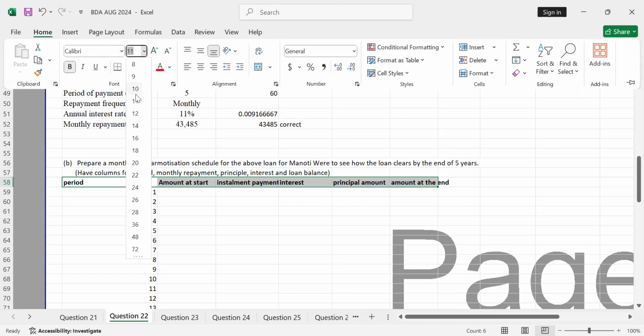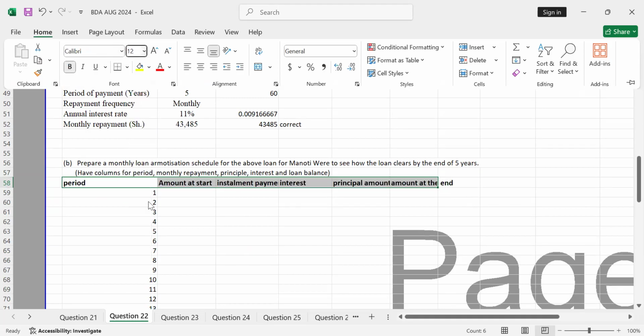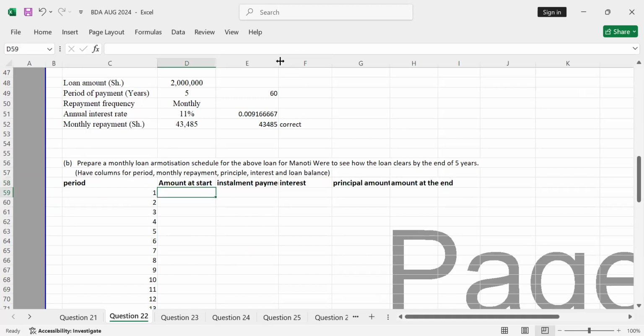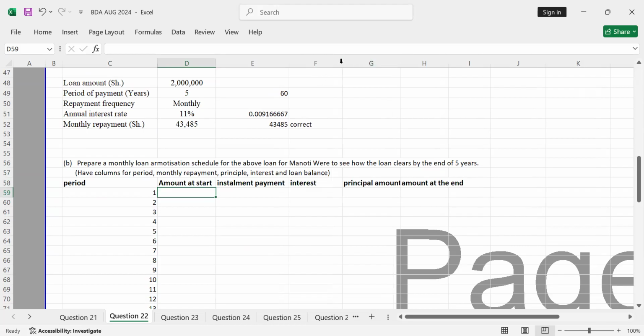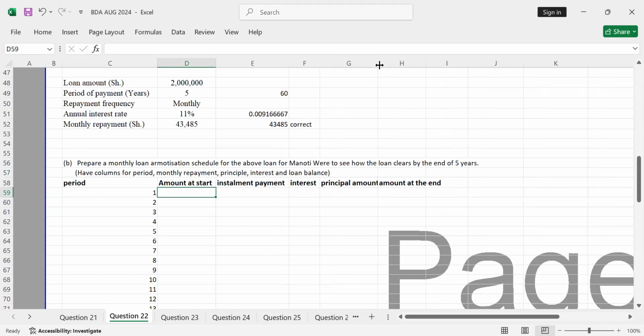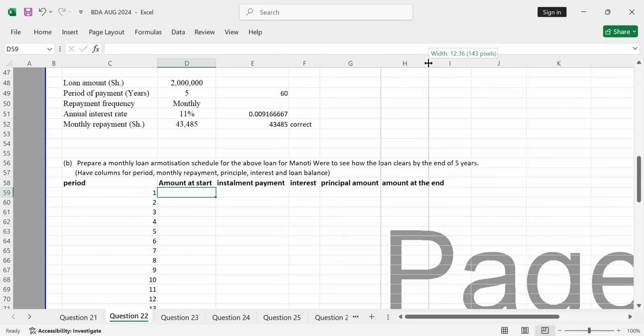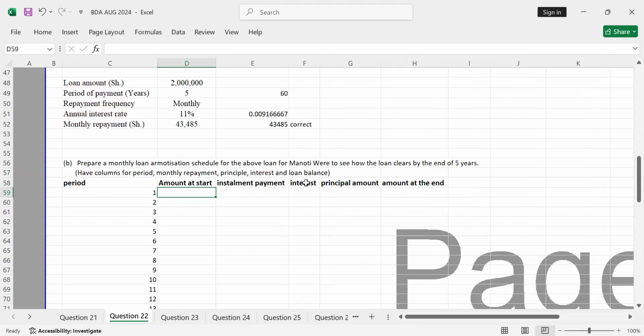So with that, this is what you need to know. When you talk about the installment payment, as I've said, it is the amount that you pay each and every period. The interest expense is the interest on the loan balance as at the beginning. Principal is the part of the installment payment that relates to the loan balance. And then here we'll have the amount at the end.